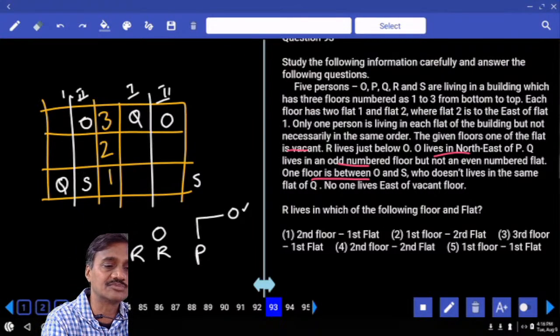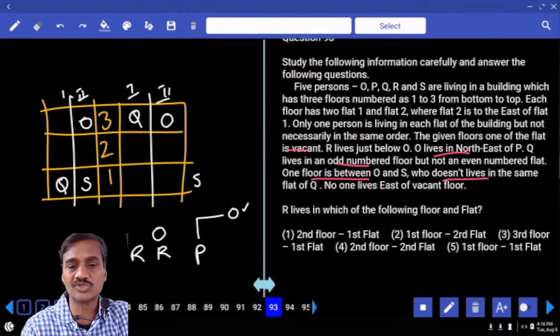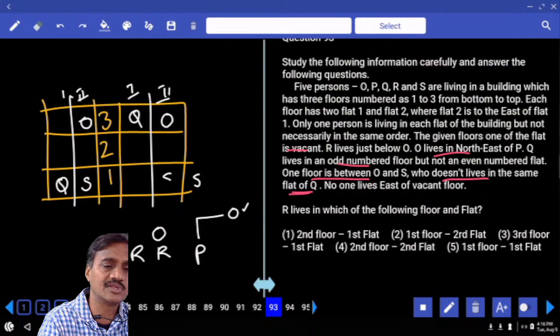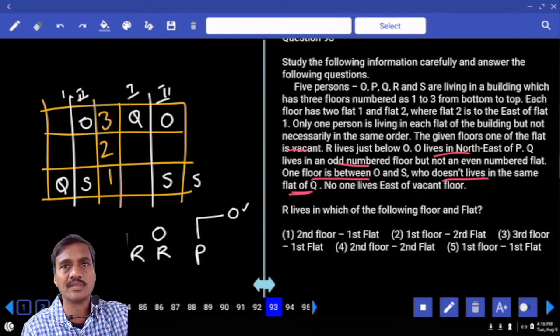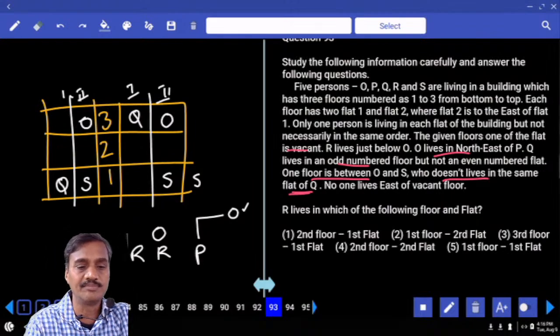Now in this case, S must be here. There is one floor between O and S. S does not live in the same flat as Q. S and Q are not living in the same flat, hence S cannot be here. S is not in the same flat as Q. Next one, P and O.